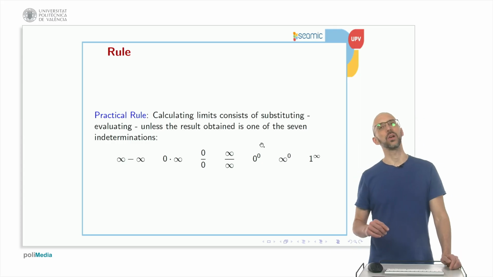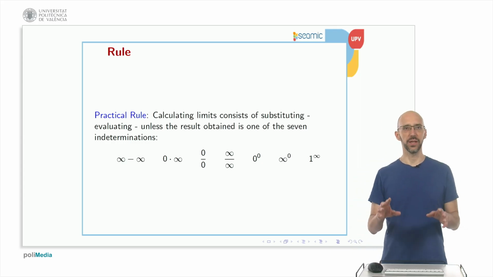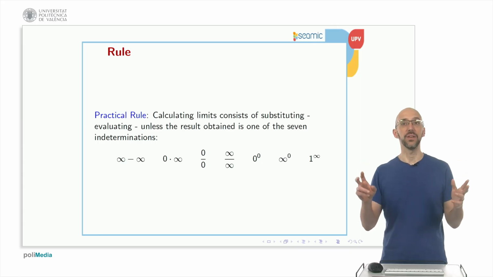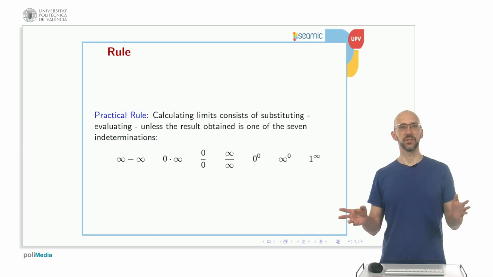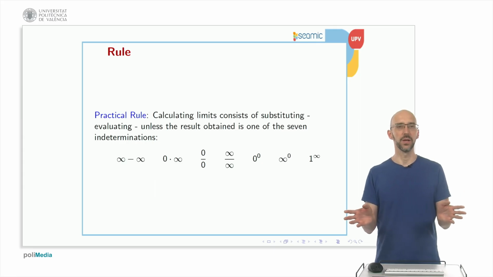Okay, let's recall what an indetermination is. When dealing with limits, the first thing you are going to do is to substitute directly and see what happens at the infinity. So you can find something like infinity minus infinity. That's an indetermination because I don't know which infinity is bigger than the other.